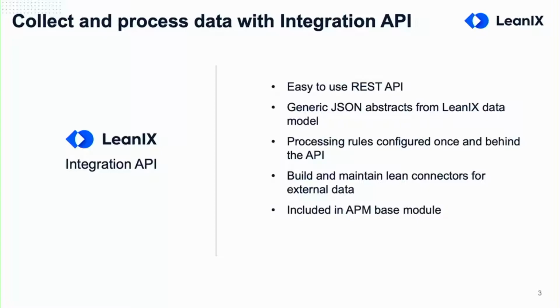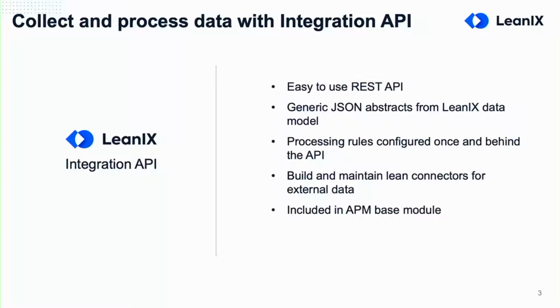Creating the connector should be as simple as sending some data from the other system in a very generic format. On our side it's the JSON format we call LDIF, LeanIX data interchange format. And all the mapping and processing to the fact sheets, relations, and other things we provide happens behind the API and is purely done as configuration.